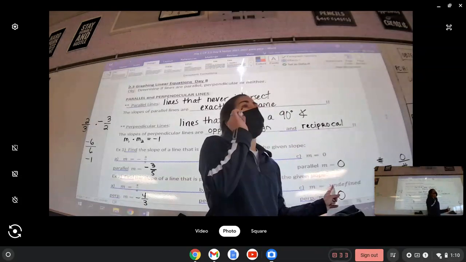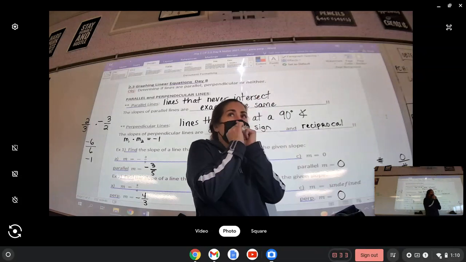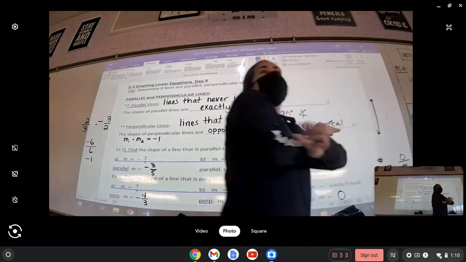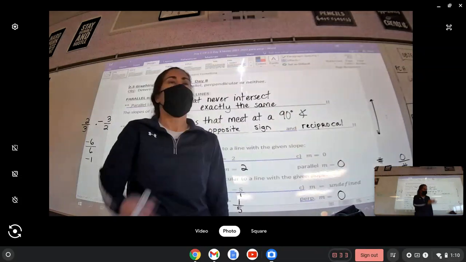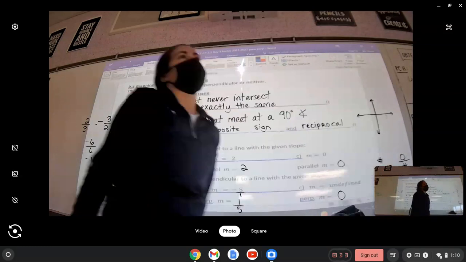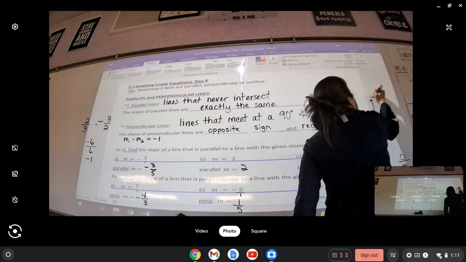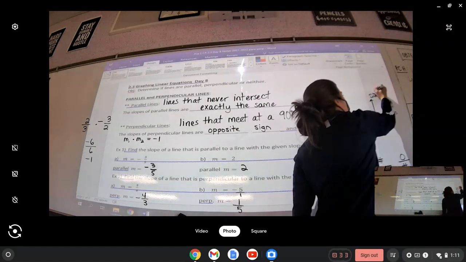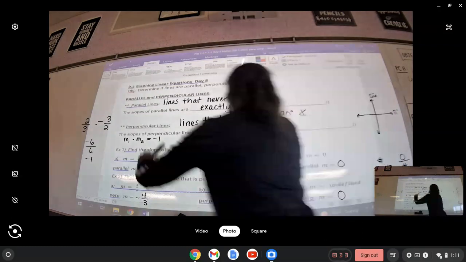All right, now let's visualize this. Does anybody know what a line with an undefined slope looked like? Vertical, up and down. Guys, what would be the only kind of line that could be perpendicular to a vertical line? It's got to be a horizontal line. And what was the slope of a horizontal line? 0. So keep that in mind, right? That was your undefined slope, and that was your 0 slope. All right, perfect. All right, next example.